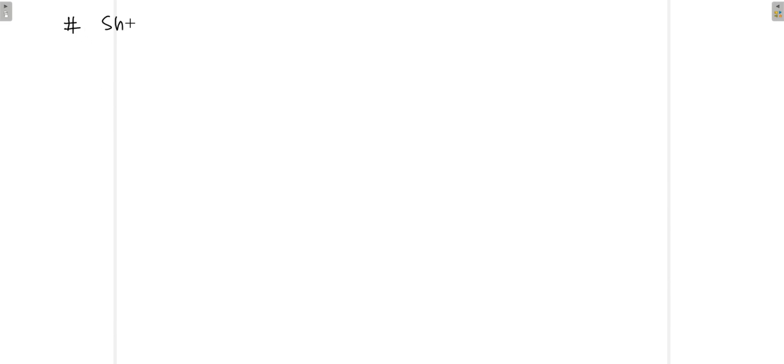Show that 2 raised to 11213 minus 1 is not divisible by 11.